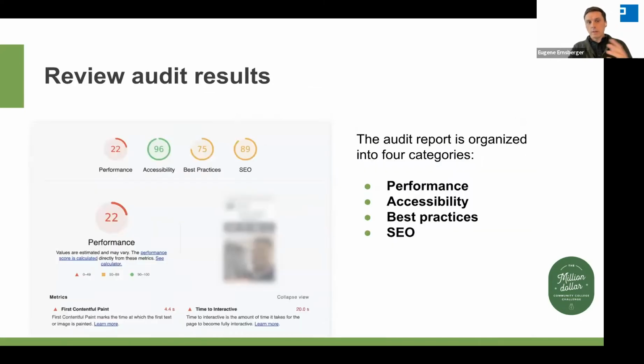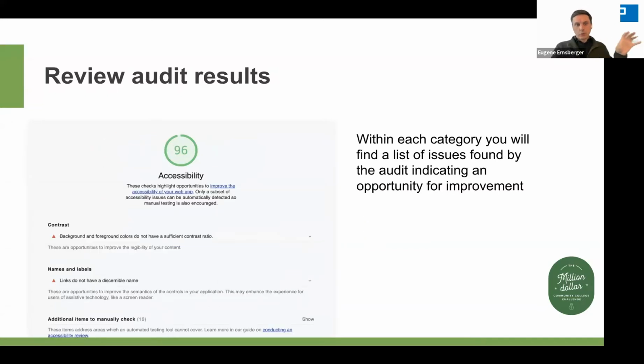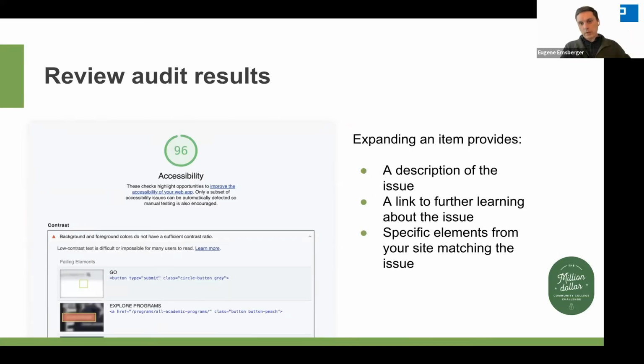You'll get a report that looks something like this with these 4 high-level categories of performance, accessibility, best practices, and SEO. And then within it, you can drill down into each category and you'll find a list of issues and opportunities for improvement. And then clicking into those, you can get even more information. Usually it includes a better description of the issue. It has a link for further learning to learn more about how you might address this issue. And then it'll also highlight the specific elements that were flagged in the audit.